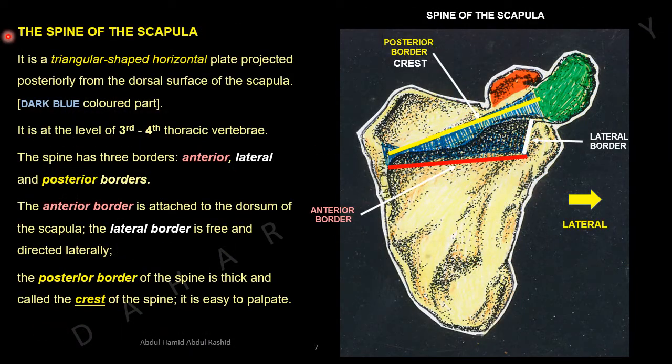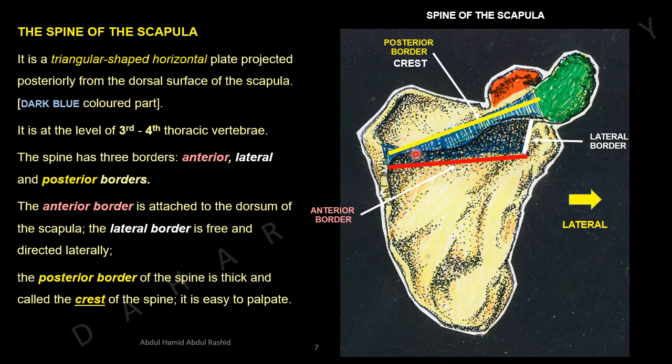The spine of the scapula. Look at the diagram. This is the dorsal surface of the scapula looking from behind. This is the spine of the scapula, in dark blue color. The spine of the scapula is triangular in shape, a horizontal plate projected posteriorly from the dorsal surface of the scapula. This dark blue color is the spine of the scapula, triangular in shape.